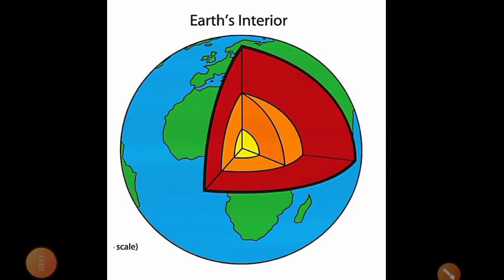I think it is easy for you. I am comparing the structure of the earth to a boiled egg.